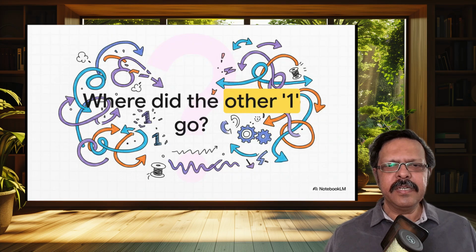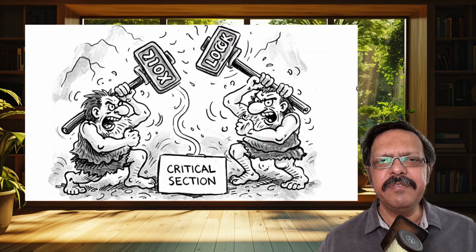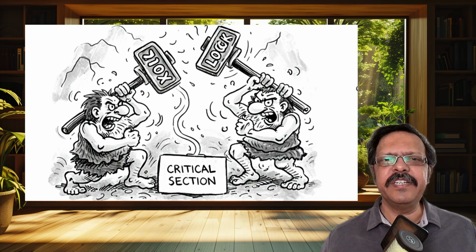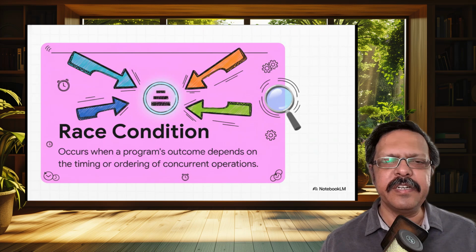So nothing in either thread was individually wrong. They were working fine. The problem was because of how we interleaved these operations. This leads to a condition called a race condition. A race condition occurs when the outcome of a program depends on the timing of concurrent executions.